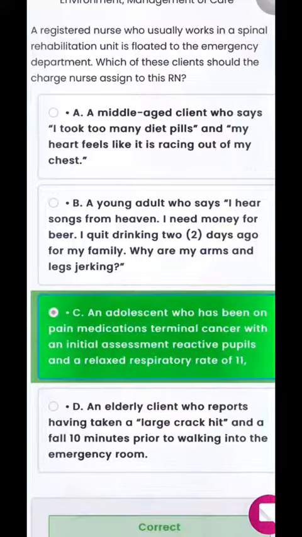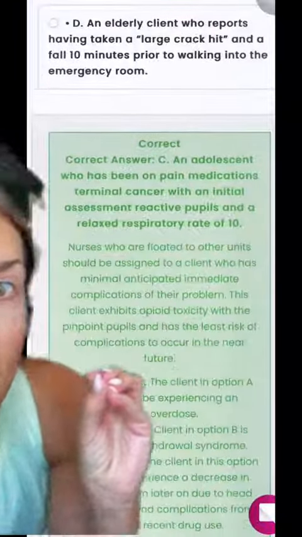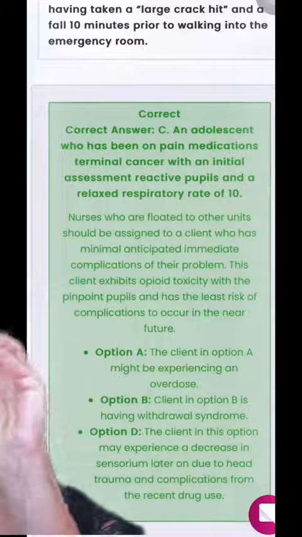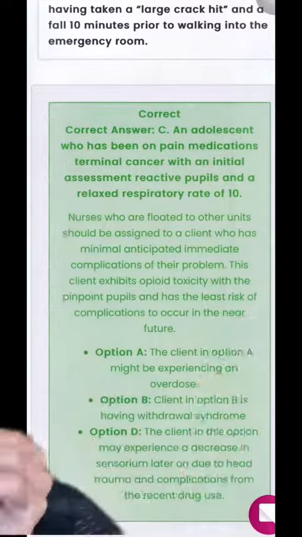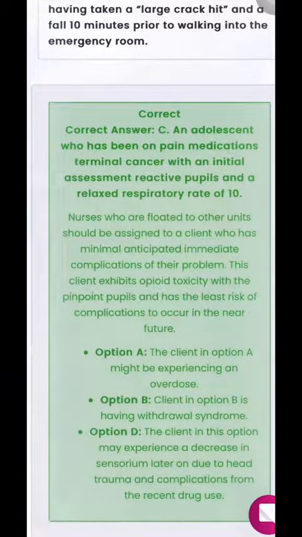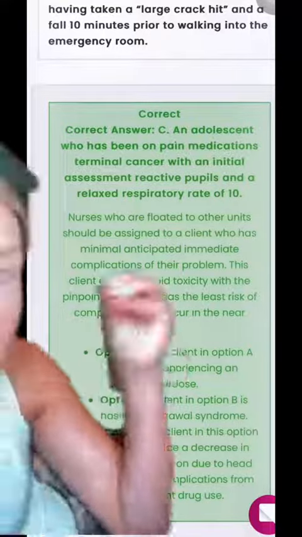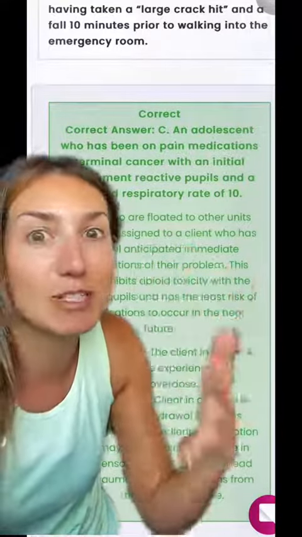I would choose C. Why? Let's talk about the rationale. Because once you have somebody floating to another unit, you want to give them the patient who has the least minimal anticipated immediate complications, who essentially is the most stable.